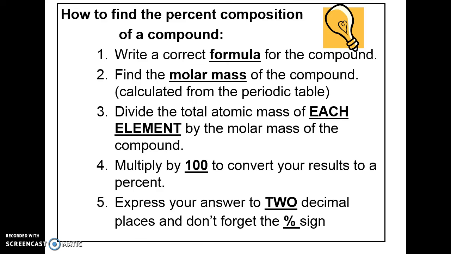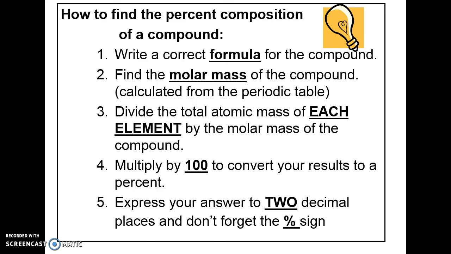So here are some steps. First, write the correct formula. Then determine the molar mass of the compound, which we've been practicing, calculating from the periodic table. Then divide the atomic mass of each element by the molar mass of the whole compound and multiply by 100 to make it a percent.